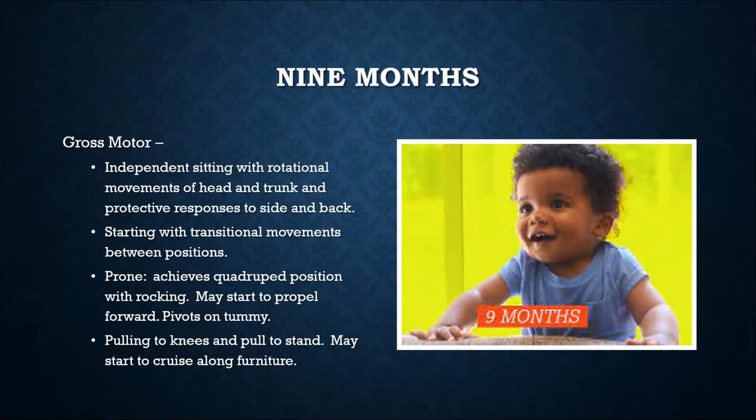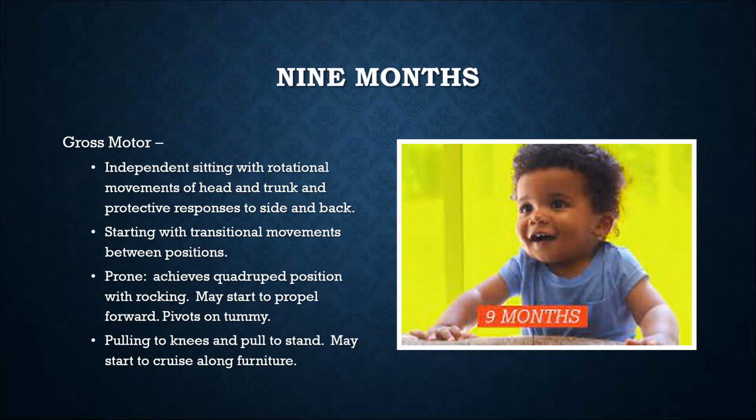So they should be independent with sitting and starting to have rotational movements of the head and trunk and protective responses to the side and the back. So when they're sitting, they're turning and reaching for toys, they can put their hand back while they reach across their body to grab a toy. They're starting transitional movements between positions, for example, crawling to sitting and back and forth.